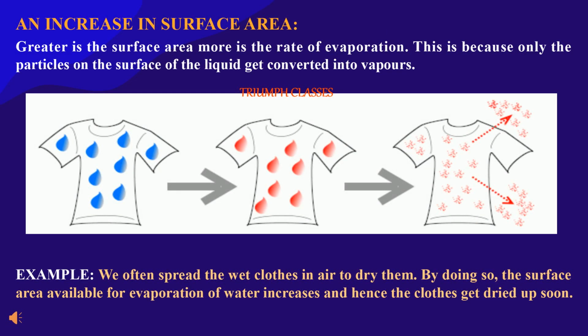An increase in surface area. Greater the surface area, more is the rate of evaporation. This is because only the particles on the surface of the liquid get converted into vapors. For example, we often spread wet clothes in air to dry them. By doing so, the surface area available for evaporation of water increases and hence the clothes get dried up soon.